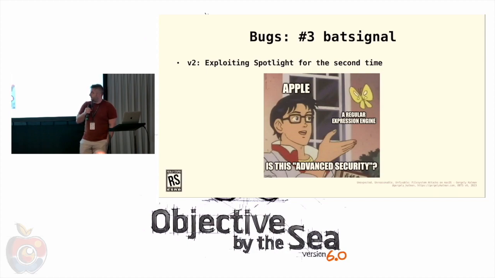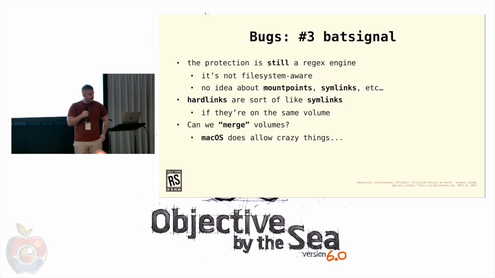However, I don't want to meme on Apple too much, but it's a regular expression engine. Point is, it's not file system aware. It doesn't really understand mount points. Mount points are transparent, hard links are transparent, symlinks are transparent, and it's all good, really, because otherwise it would be very difficult to write anything.